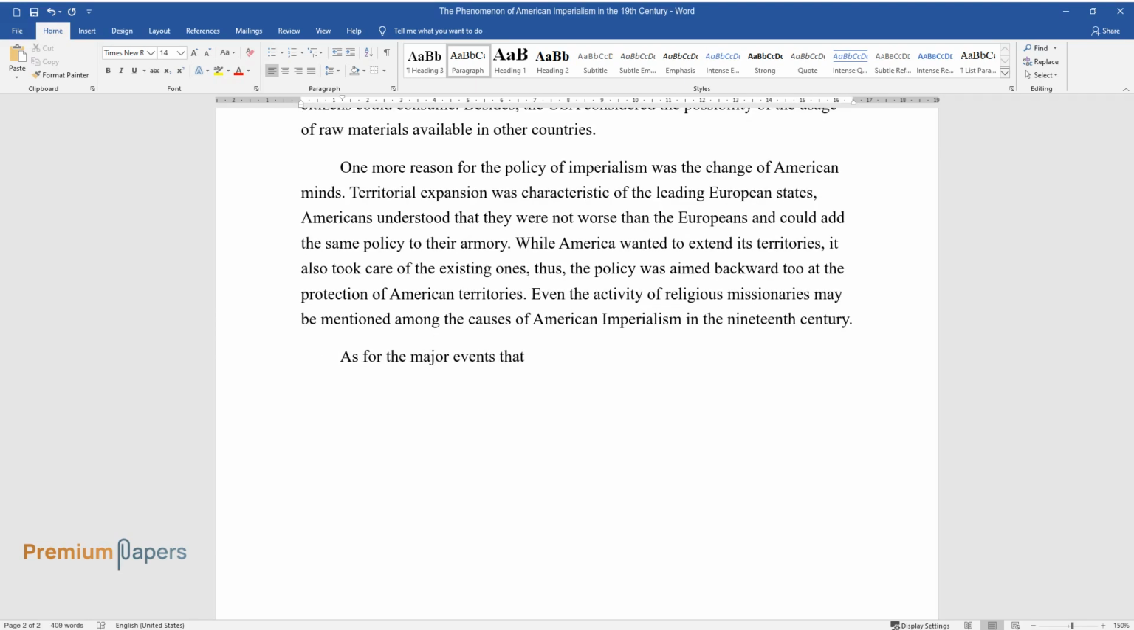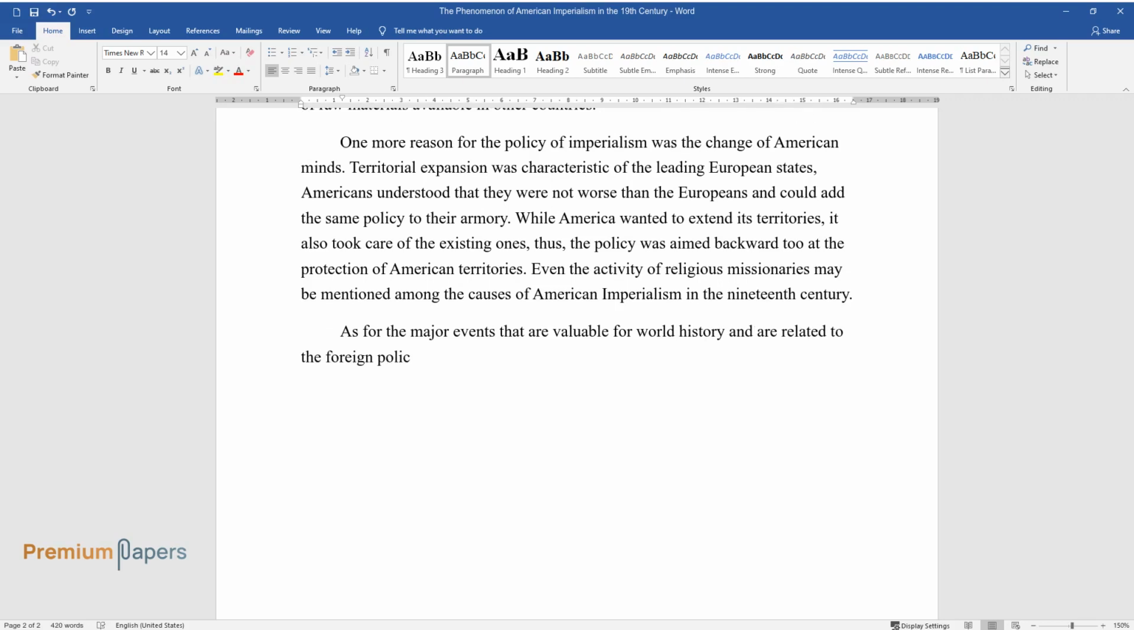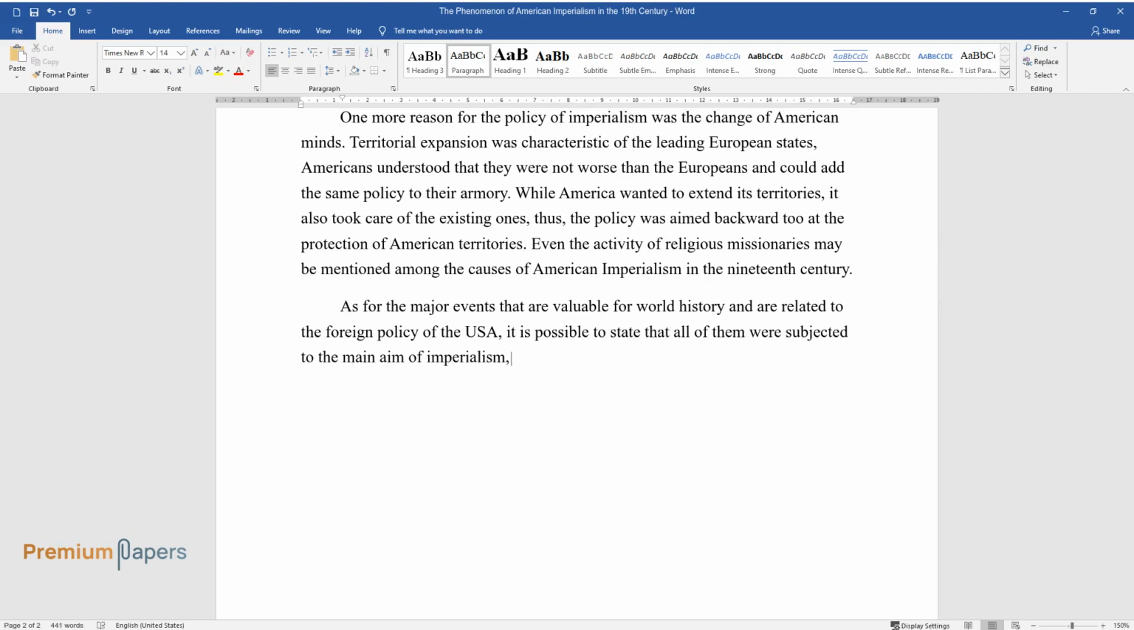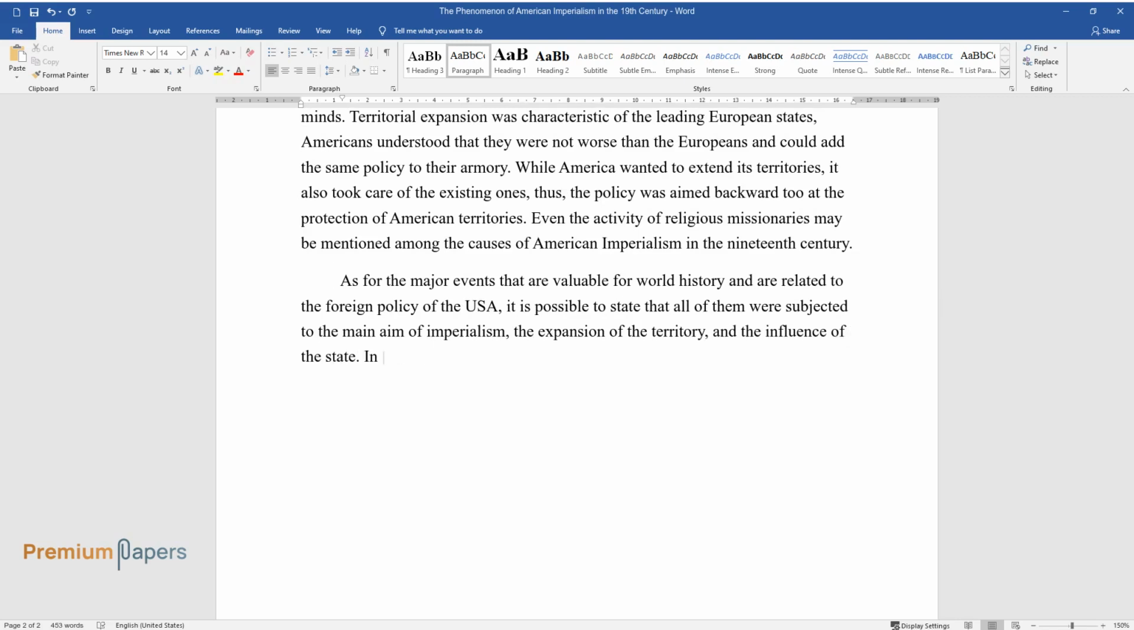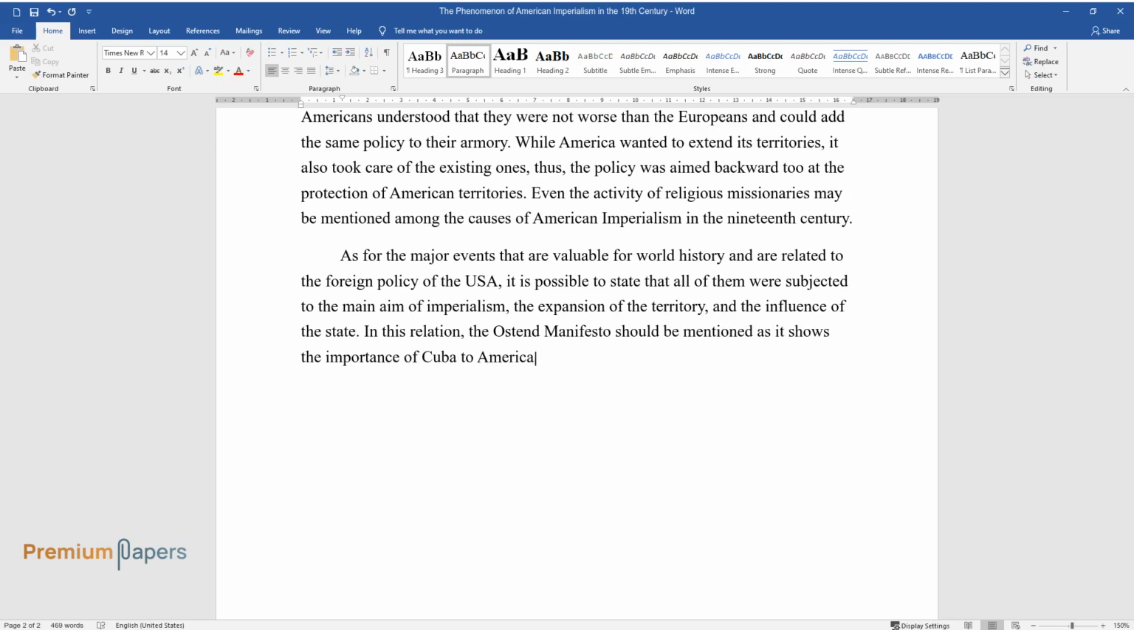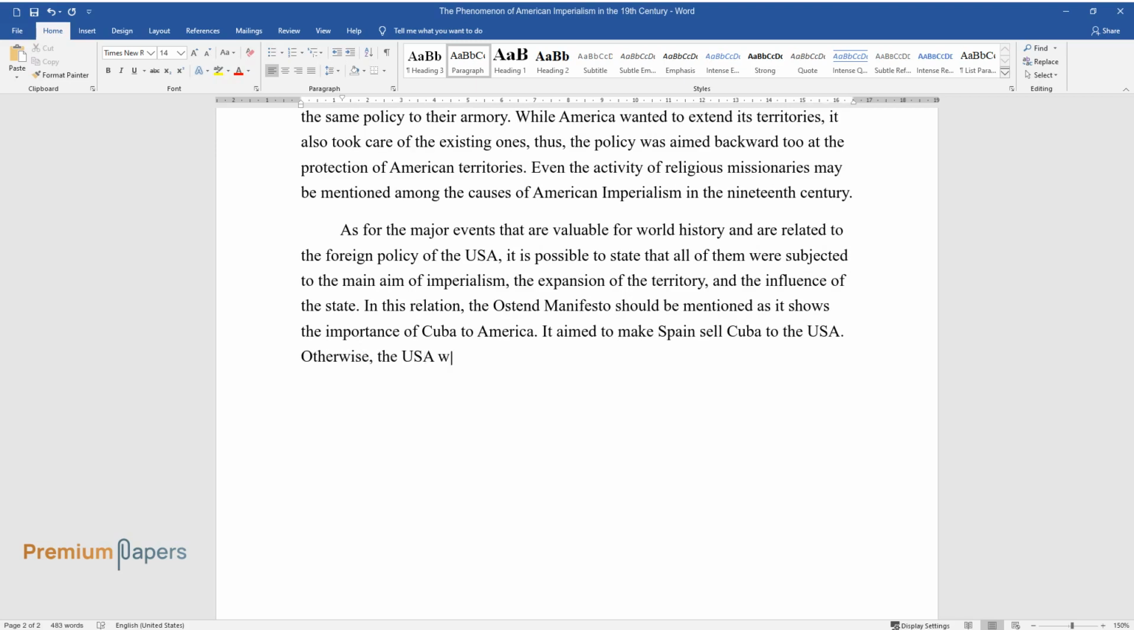As for the major events that are valuable for world history and are related to the foreign policy of the USA, it is possible to state that all of them were subjected to the main aim of imperialism, the expansion of the territory and the influence of the state. In this relation, the Ostend Manifesto should be mentioned as it shows the importance of Cuba to America. It aimed to make Spain sell Cuba to the USA. Otherwise, the USA was ready to start a war.